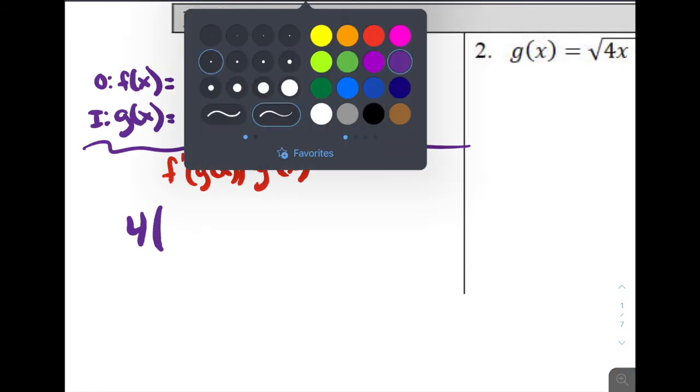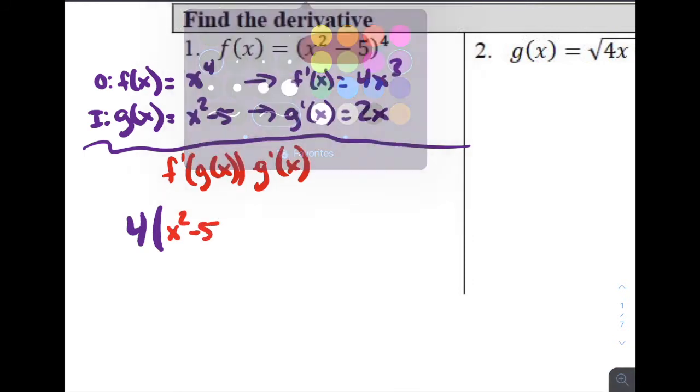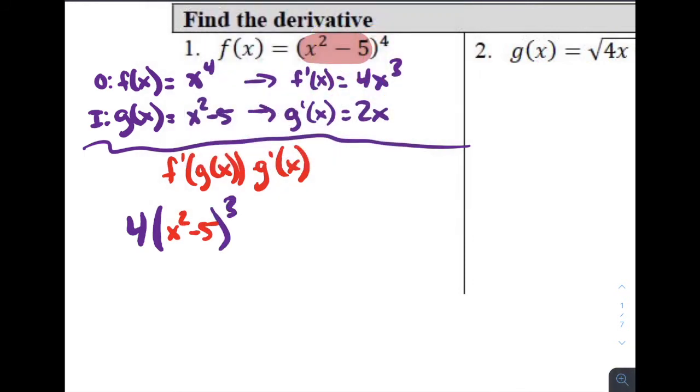Actually, let's do it with a different color. So we substituted x squared minus 5 in for that function, and then that's being raised to the third power. So this is f prime of g of x, and then we still need to multiply g prime of x. So times g prime of x, which was 2x. And so this expression would represent the derivative for f of x.